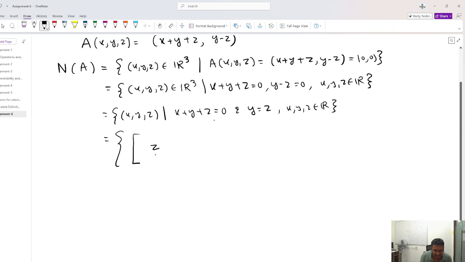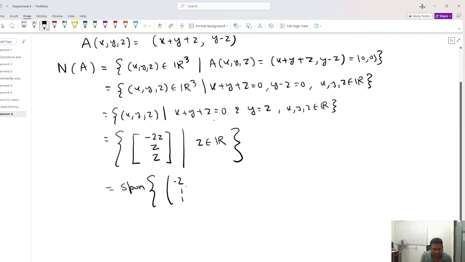So z, z. So from here what you will get? Minus 2z. And then z belongs to the real numbers. That's all. So this is, guys, the span of what? Minus 2, 1, 1. Well, this implies the dimension of the null space is 1.